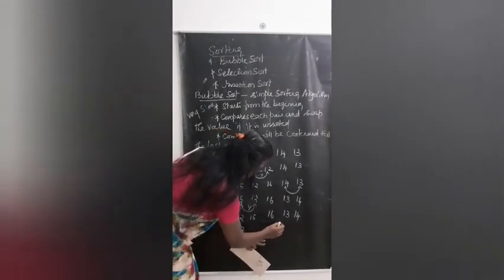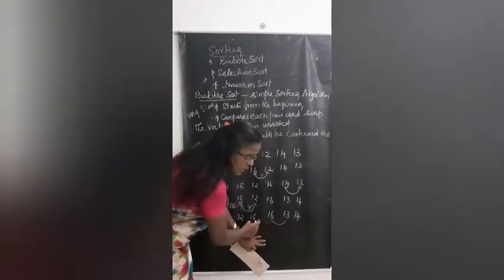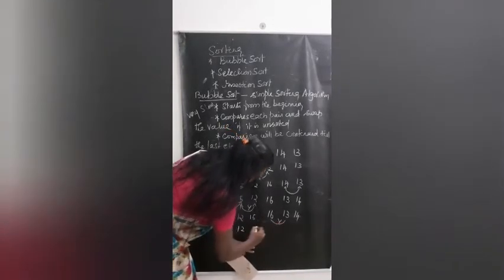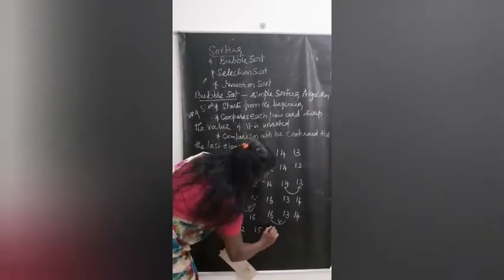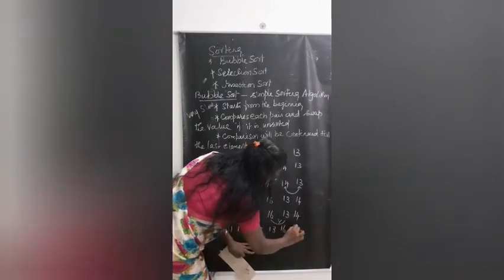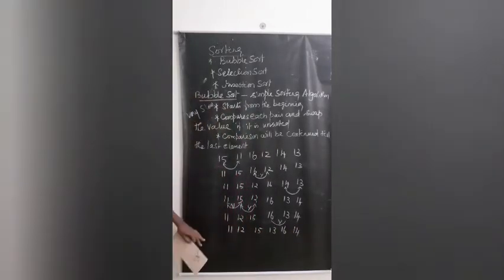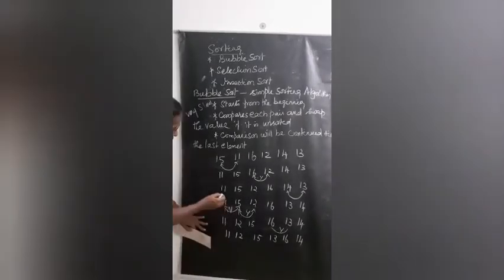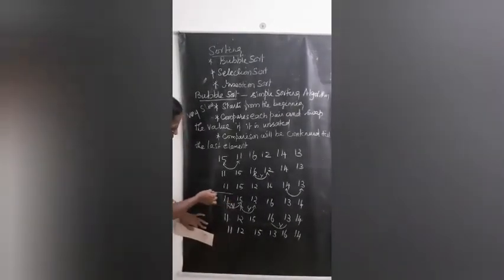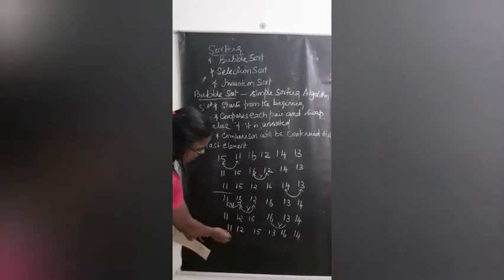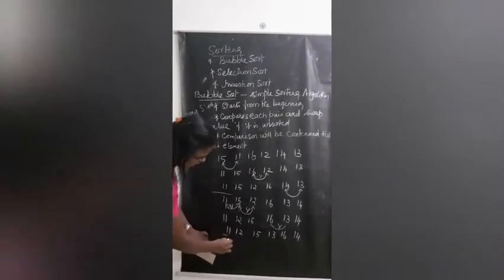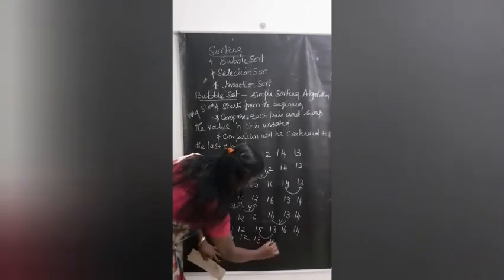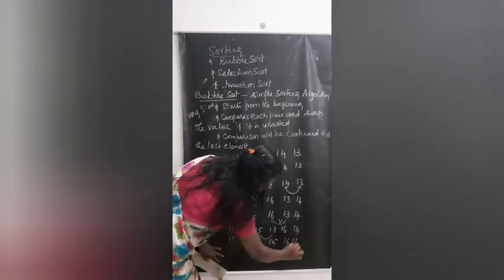Then again see, here 15, the third cycle goes. See, here swapping is necessary. So 15, 13, 16, 14. 13, 16, 14. Then again the first cycle ends here. Then the second cycle ends here. Then the last cycle: 11, 12, here 13, 15 and again 16, 14.